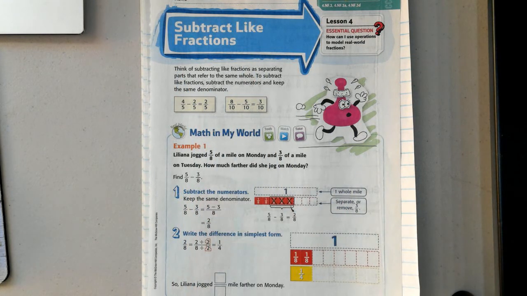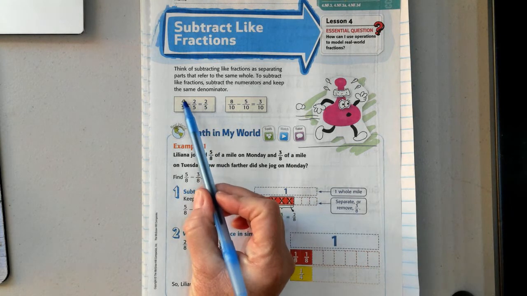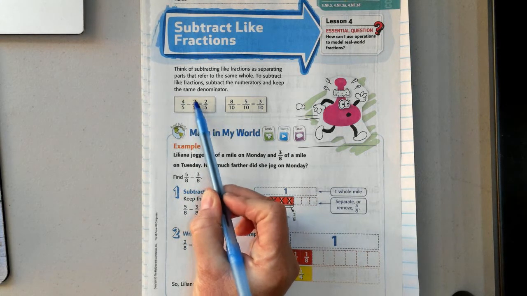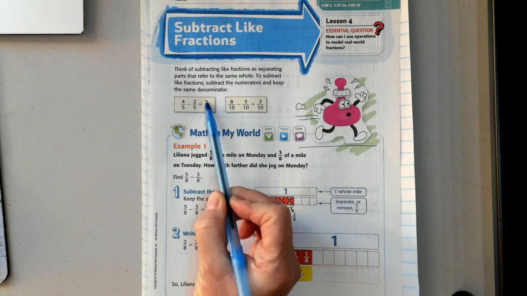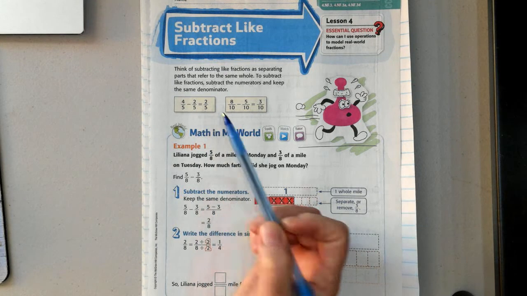Think of subtracting like fractions as separating parts that refer to the same whole. To subtract like fractions, subtract the numerators and keep the same denominator. So, 4/5 minus 2/5 equals 2/5, because 4 minus 2 is 2. The denominator stays the same.